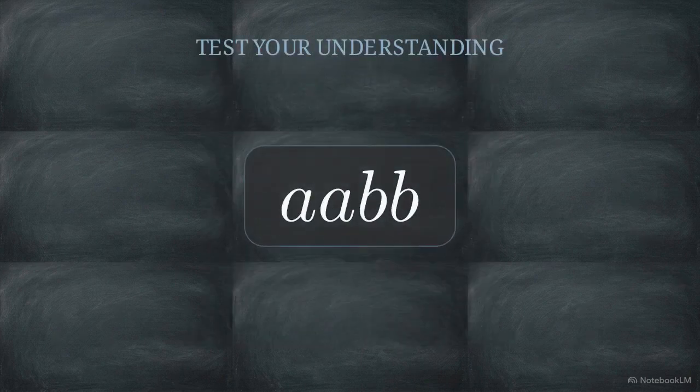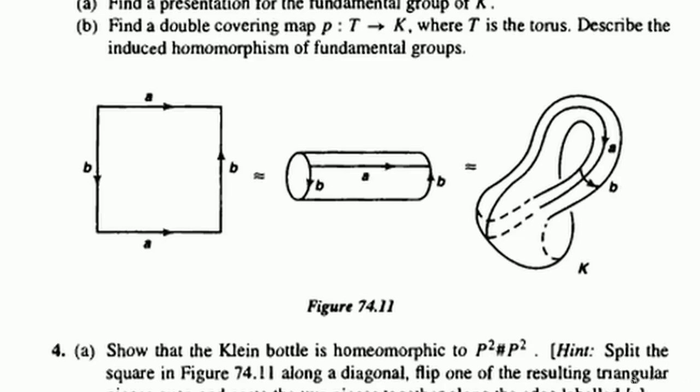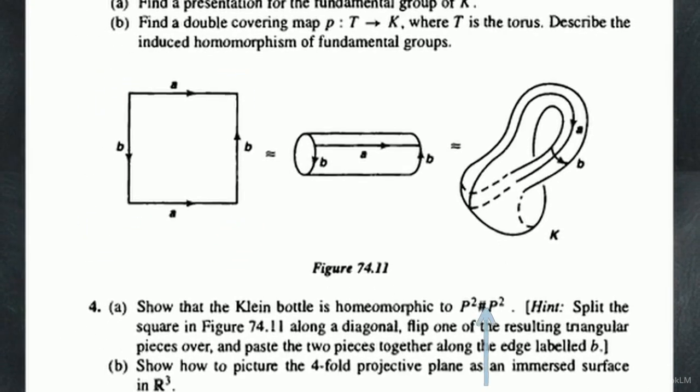Let's test your understanding. Pause the video and look at this word. What standard surface does the labeling scheme AABB represent, and is it orientable? This figure from the text gives us the answer. The scheme AABB represents a non-orientable surface, specifically the Klein bottle, which is mathematically equivalent to the connected sum of two projective planes.